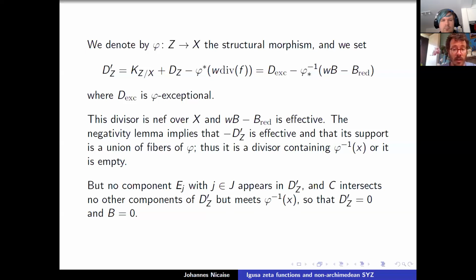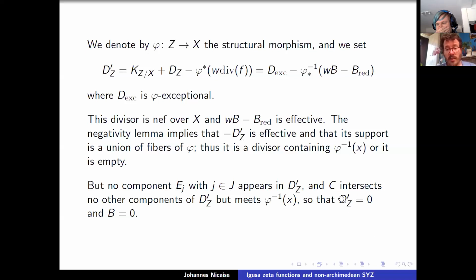So this means that dz prime must actually be equal to 0. Because if it's non-zero, then it must contain phi minus 1 of x. So that means that it must intersect C. But then it would need to contain one of these components EJ, because there are no other components intersecting C, and that's a contradiction.